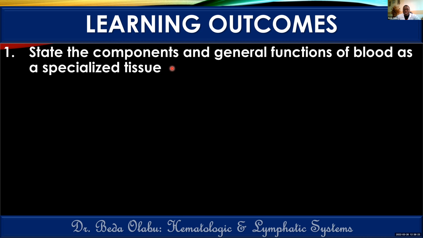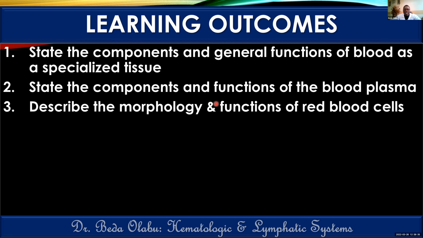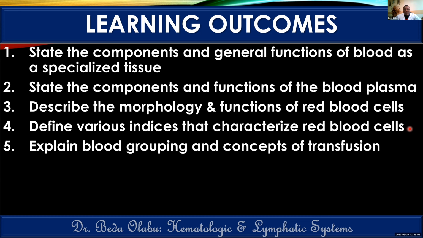Remember, blood is a specialized connective tissue, and we're going to see why we call it specialized connective tissue. After that, we are going to look at the components and function of the plasma, which is the fluid component of blood. We'll also then look at the morphology and functions of red blood cells. We'll, at the same time, define some indices that we use to characterize red blood cells.